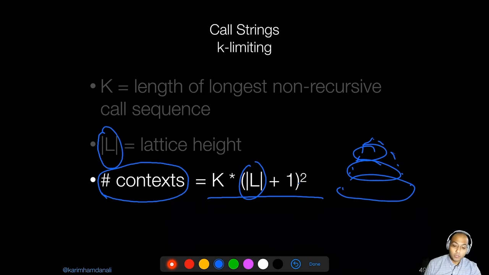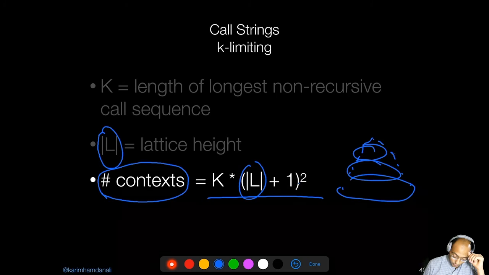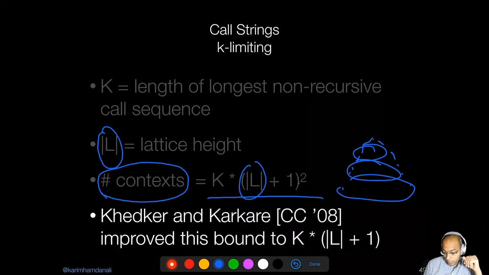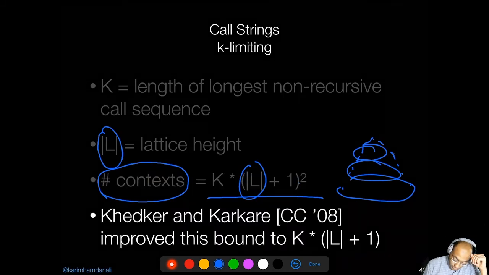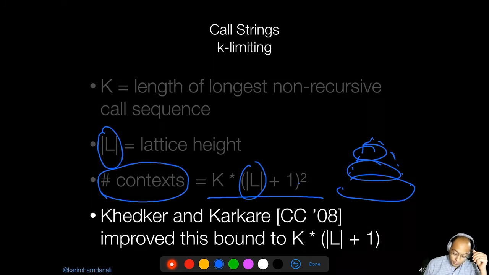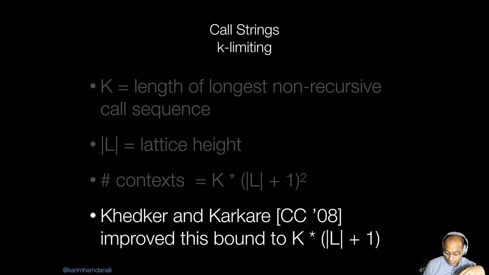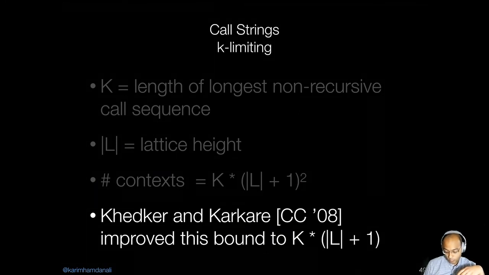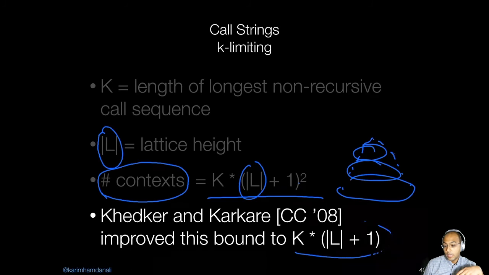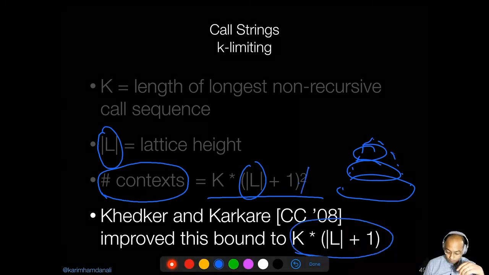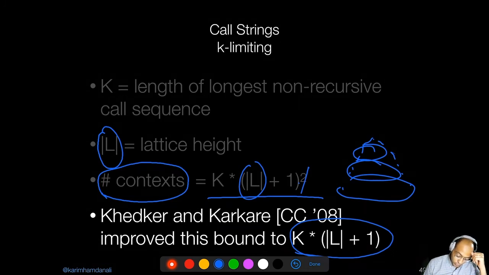Now you need to differentiate between all of them. You need to give a distinguished, unique label to each one of them. There was a paper by Ketkar and Karkari in CC, Compiler Construction, in 2008 that significantly improved this bound for k-limiting to be k multiplied by the cardinality of L plus 1 only. So it basically eliminated the exponent here and made it more linear than polynomial, as in the previous worst case scenario.